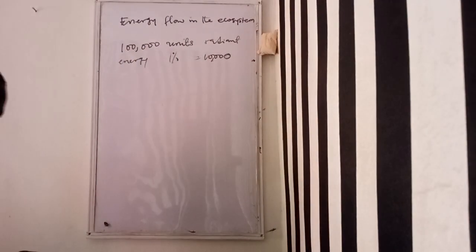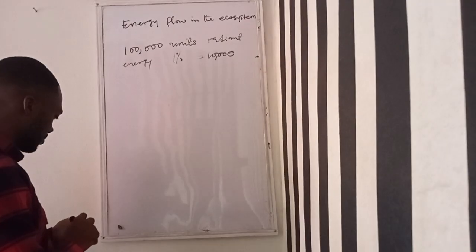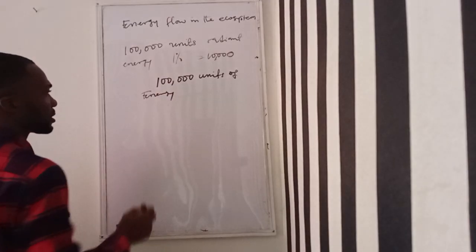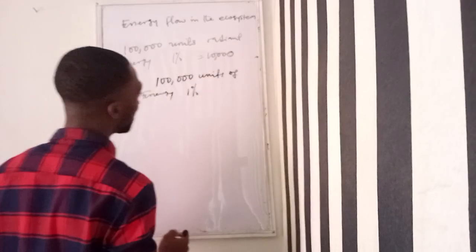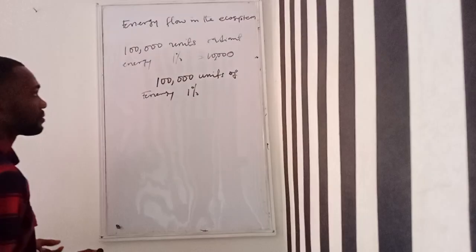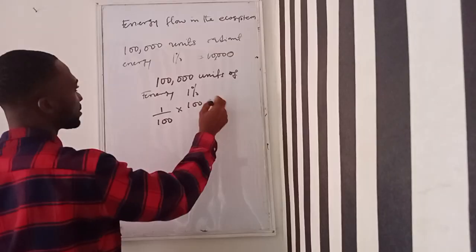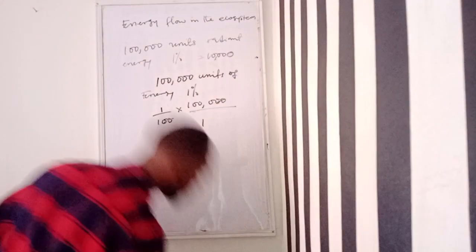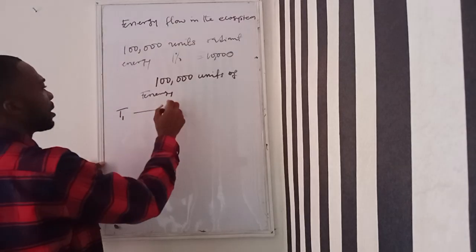So let me repeat what I said. What I was saying is that if you have 10,000 units of energy, then of course the green plants will absorb maybe 1%. 1% of 100,000 will give you about 1,000 units of energy. 1% is 1 over 100 times 100,000 over 1, so it gives us 1,000.